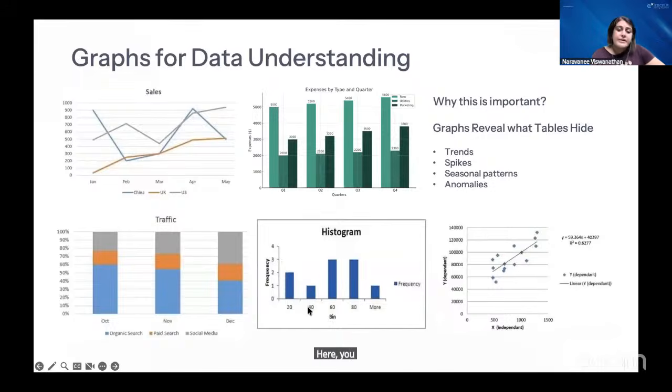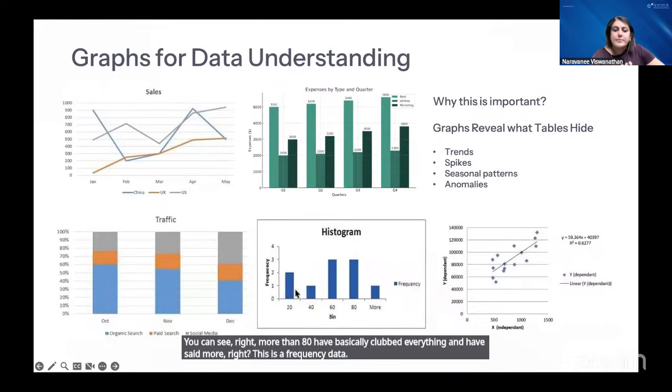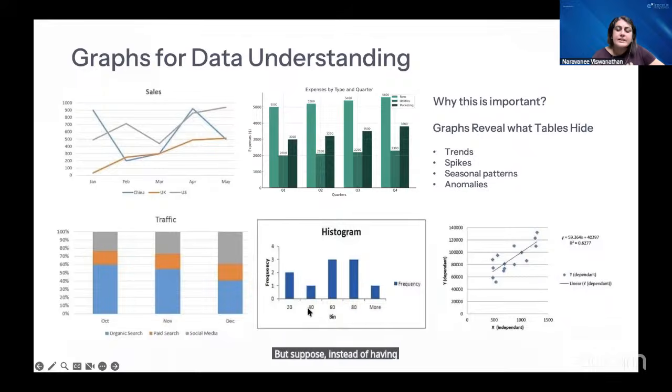Here you can see I'm having a range of data. You can see, right? More than 80, I have basically clubbed everything and said more, right? This is frequency data. But suppose instead of having these discrete bins, so here you can see 20 to perhaps 40 is here, 40 to something is here, right? So you can see at 30 there is no data, at 40 I've got some data, at 50 there is no data, at 60 I've got data, right? So I put a frequency. Suppose instead of this I had 20, 21, 23, 4, 5 data like that. Then we will basically be representing it with a curve.